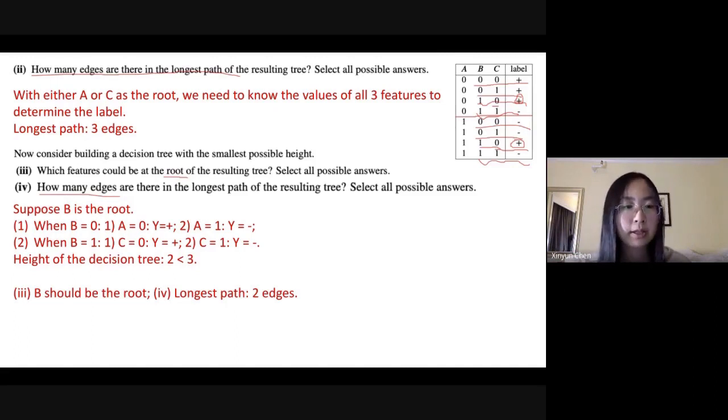So the takeaway here is that if we build the decision tree by greedily maximizing the information gain per split, it does not always result in the optimal decision tree if we are considering the size of the final decision tree. So in this question we are provided with a counterexample.